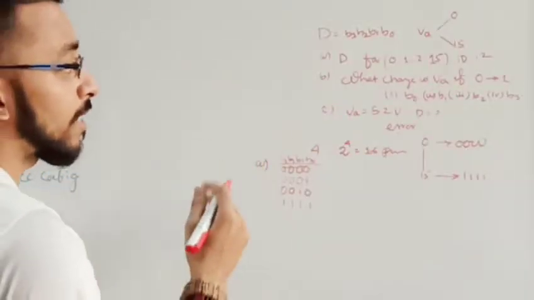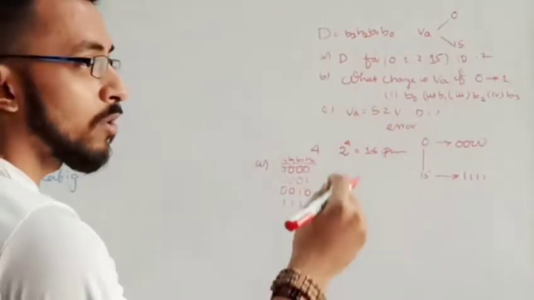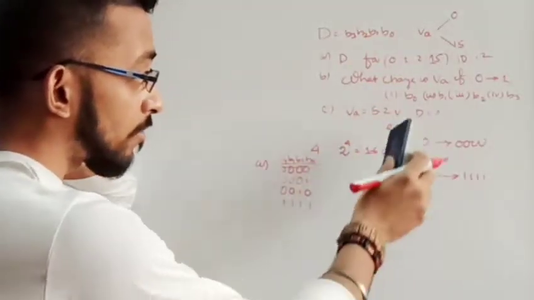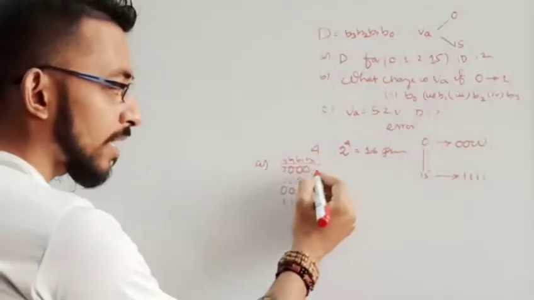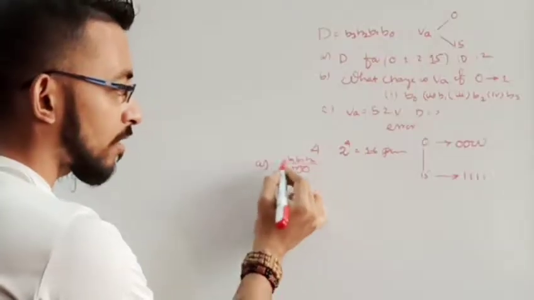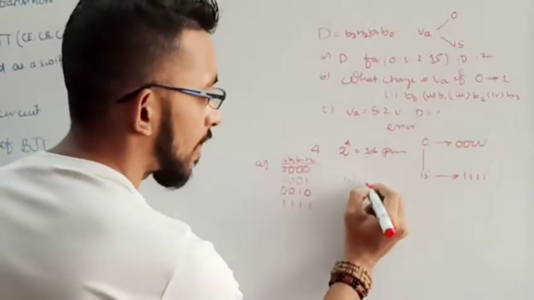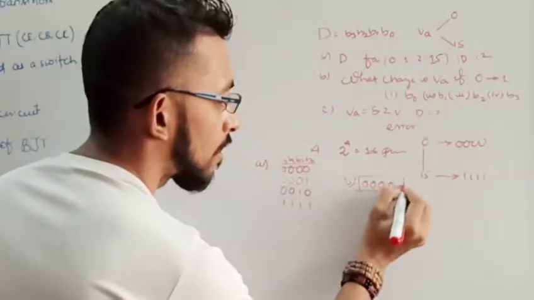Now in this B part, it is asked what changes in VA if the 0 is converted to 1 in my B0, B1, B2 and B3. So you can take any of these 4 examples. It does not matter, you take any one of these. Let's take the first one. It is given 0 0 0 0. This is the reference value given.